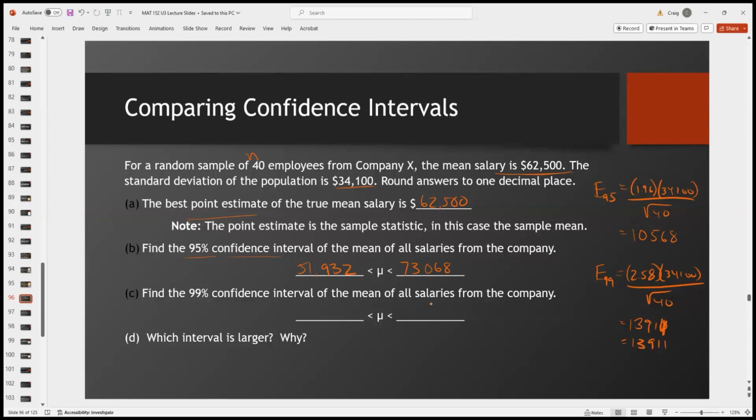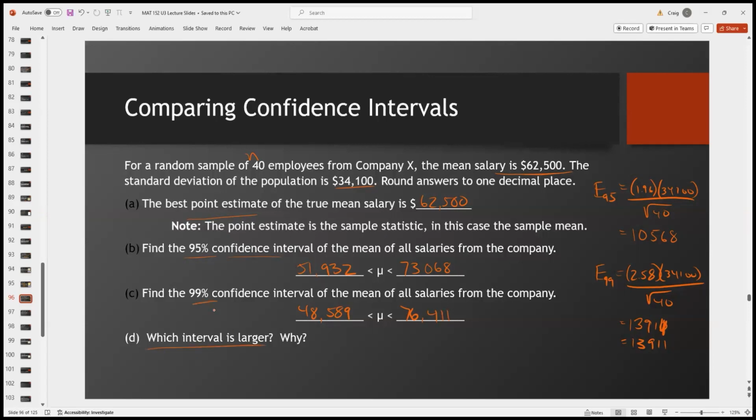And now just subtract and add. 62,500 minus 13,911, 48,589. And then when we add the two, 76,411.